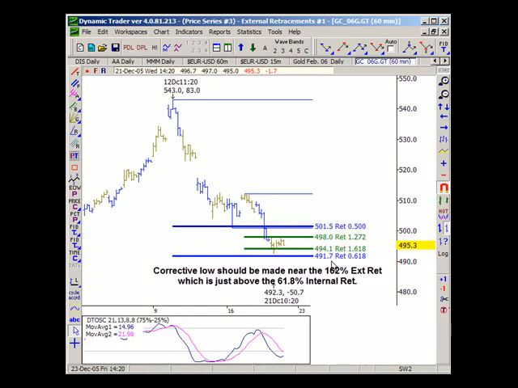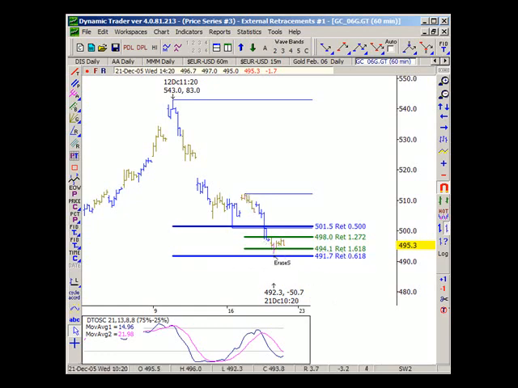The low is 492.30, just 50 cents above the 62% retracement and just less than $1 below the 162% external retracement. This market, as of this low bar, is more than likely at or very near the extreme of a corrective low, and if it's a corrective low, it should be followed by a resumption of the bear trend to a new high. Let's add some bars.